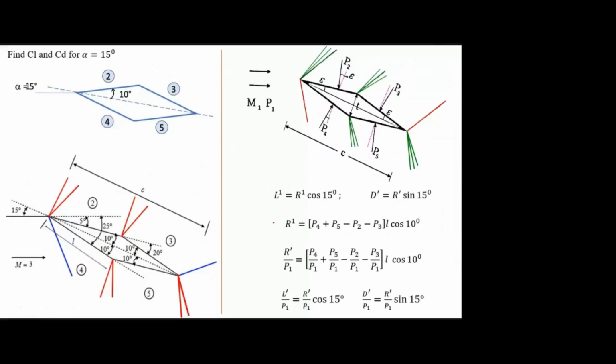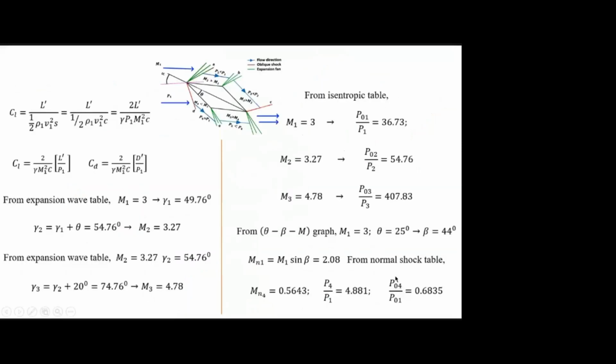This is the initial R dash. I have converted that in terms of pressure. This is my final equation. And L dash, D dash also I converted into L dash by P1, D dash by P1, so that straight away I can substitute in this equation. So this is the general one. I have just taken L and P1 outside, and the remaining procedure, you know.